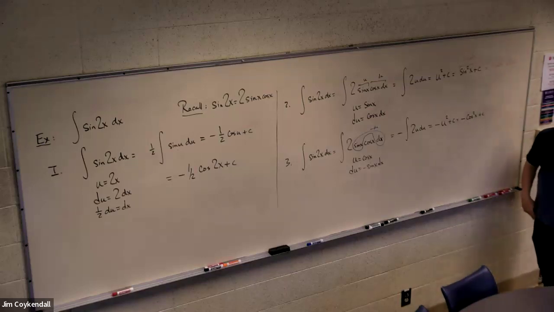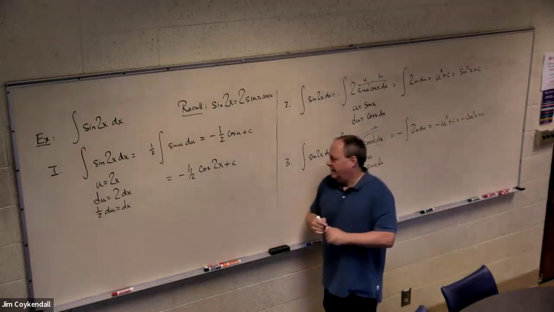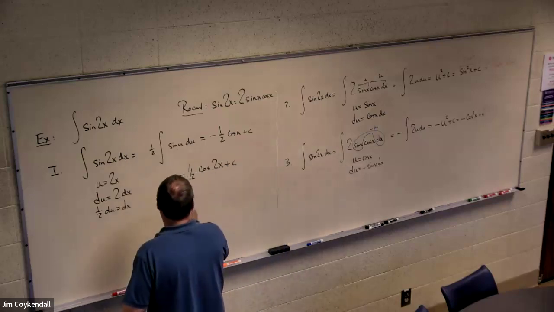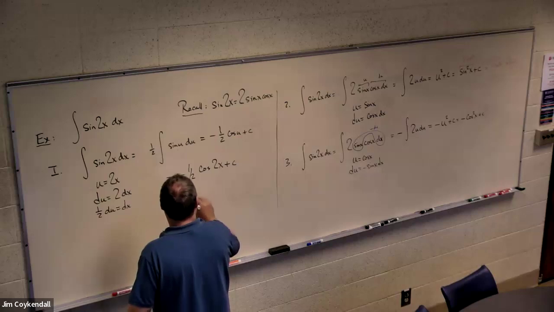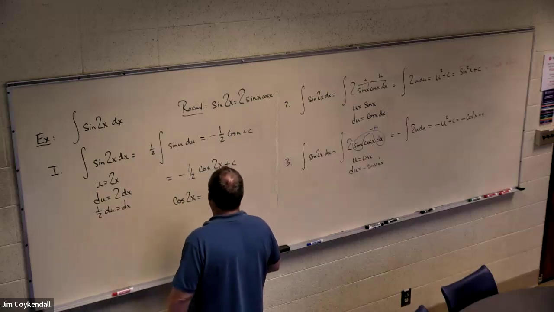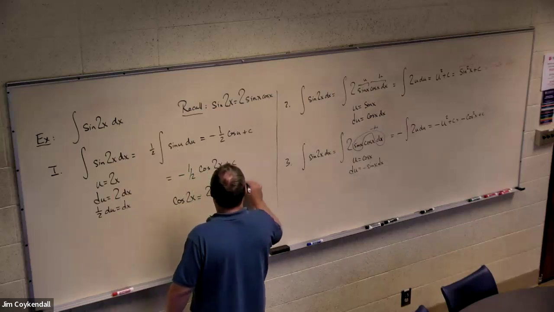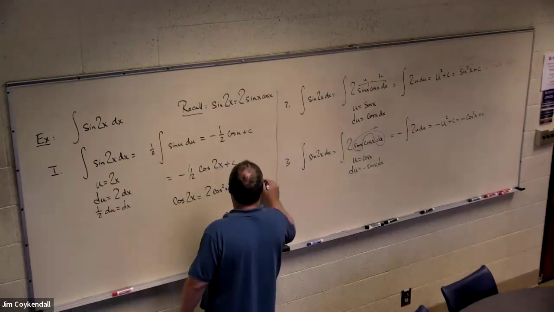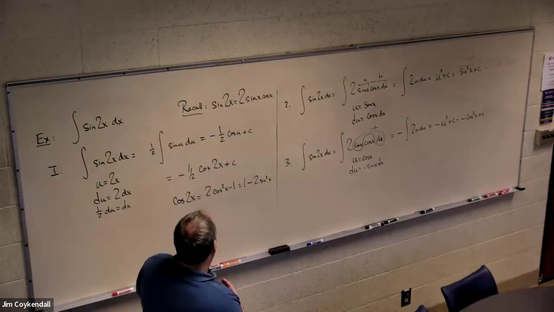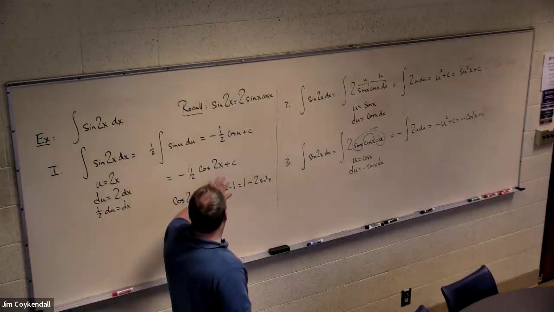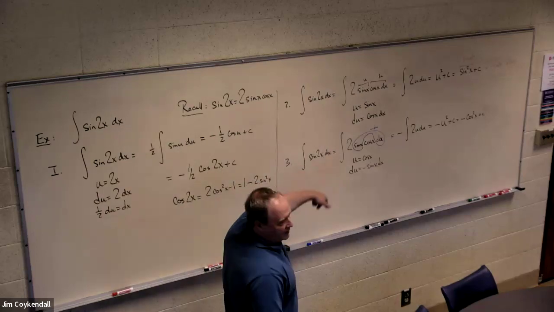Right? There's also a trig identity. It says that cosine 2x is equal to 2 cosine squared x minus 1, and it's also 1 minus 2 sine squared x. And so if you replace cosine 2x with either of these, you will get those.